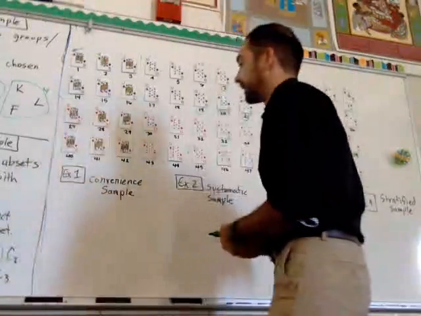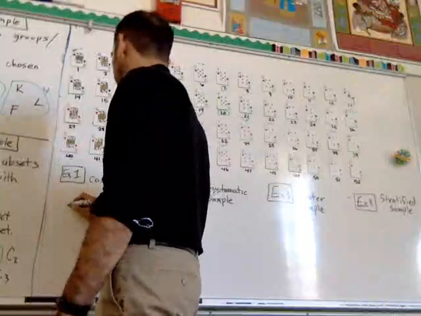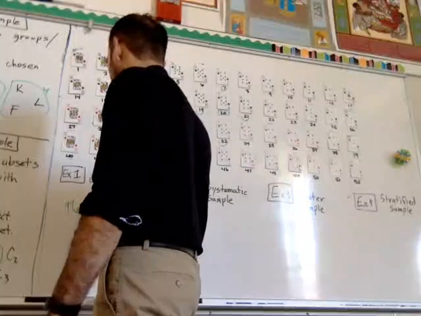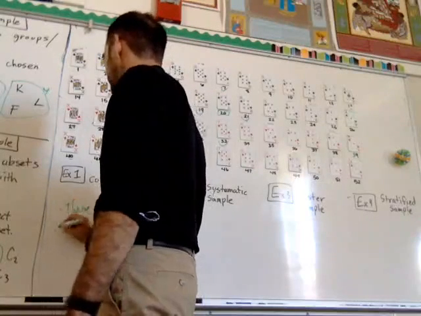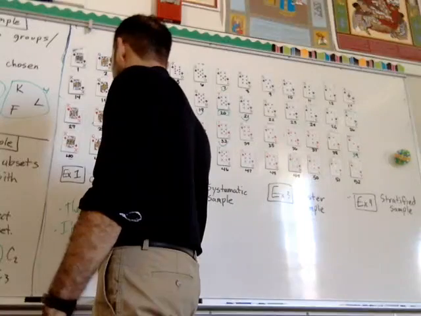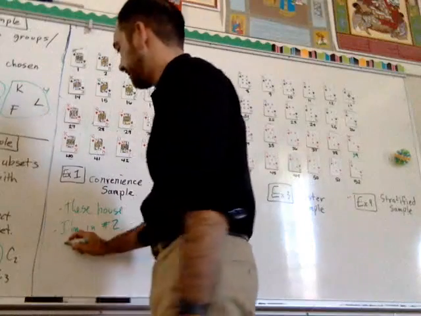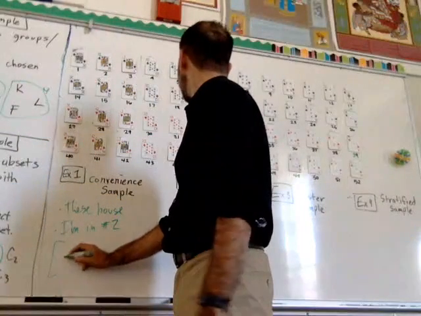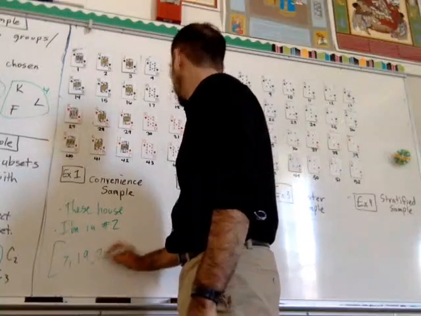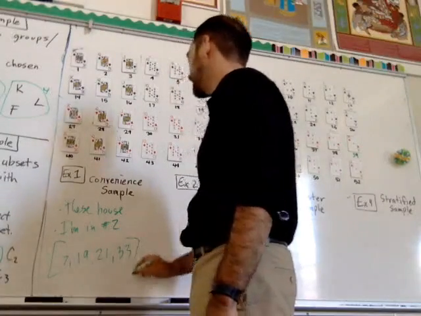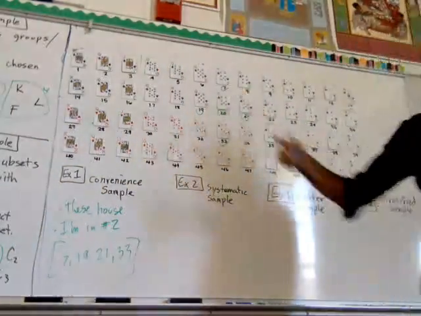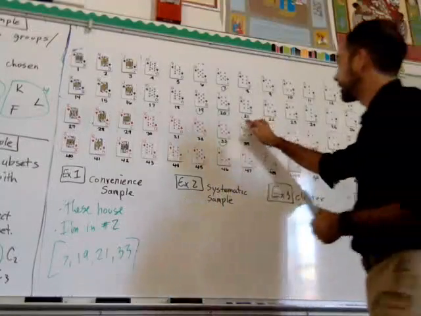Okay, so the convenient sample, if these are houses and I'm in number 20, our convenient sample would have 7, 19, 21, 33. Because it's convenient, those are all the houses right around me. I have to draw a little darker, maybe use black.